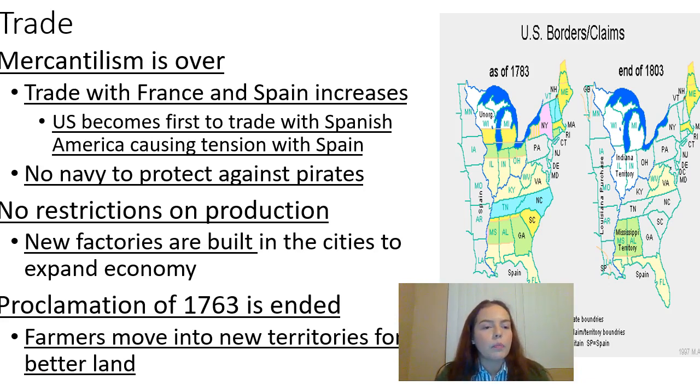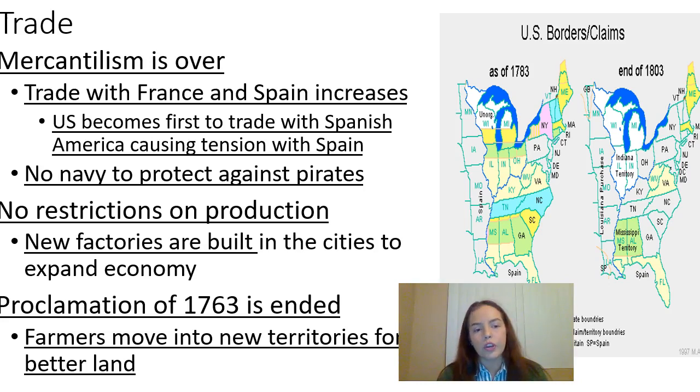Another important key is that we have no navy to protect us against pirates out on the sea. Whereas before we had the British Navy protecting our ships and our goods from being overtaken by pirates, we no longer have this luxury because we are no longer a part of Britain. And we know that we have no navy of our own, so we're really vulnerable out on the seas, and we're taking risks with any trade because without a navy, there's a chance that pirates could overtake our ships and our goods.